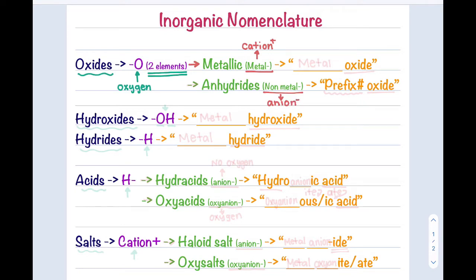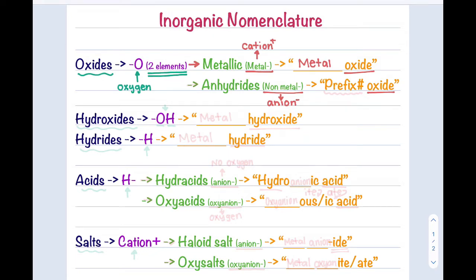What happens with the name? The metallic oxides are going to start with the name of the metal. In here, remember that you must consider if it has a variable oxidation number or not, and then you're going to write the word oxide. Both oxides are going to end with the word oxide.